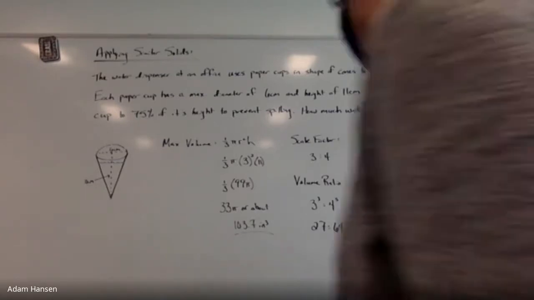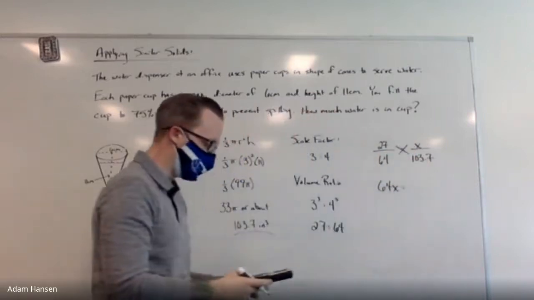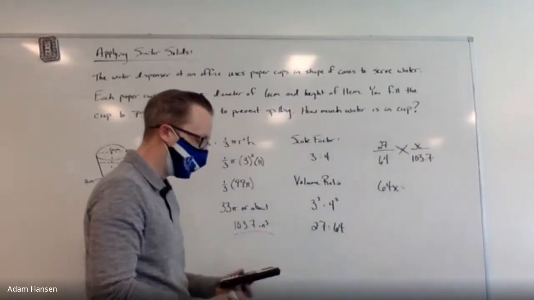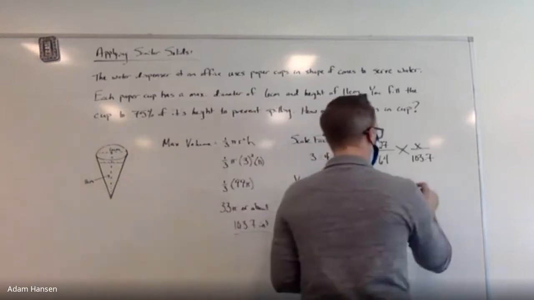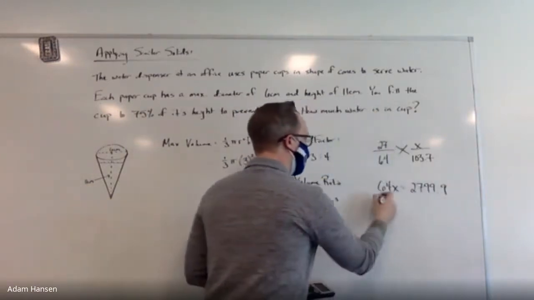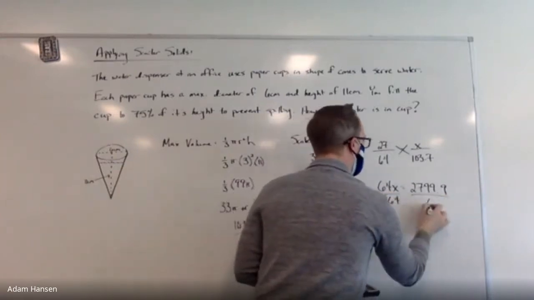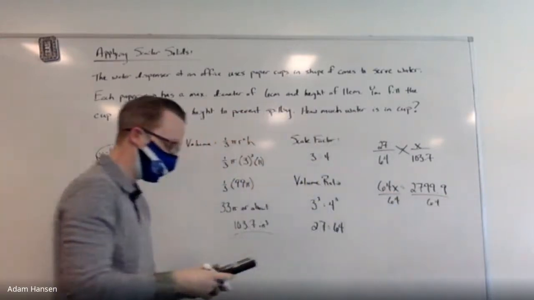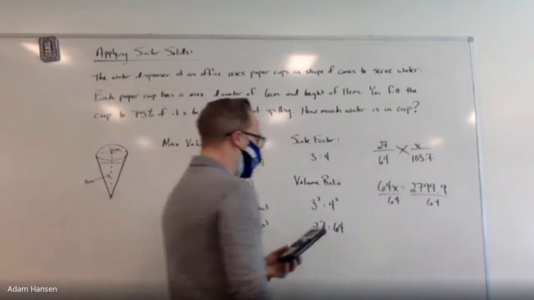X times 64 equals 103.7 times 27. It's approximately 2,799.9. So divide by 64, as I solve this quick proportion. It's about 43.75.